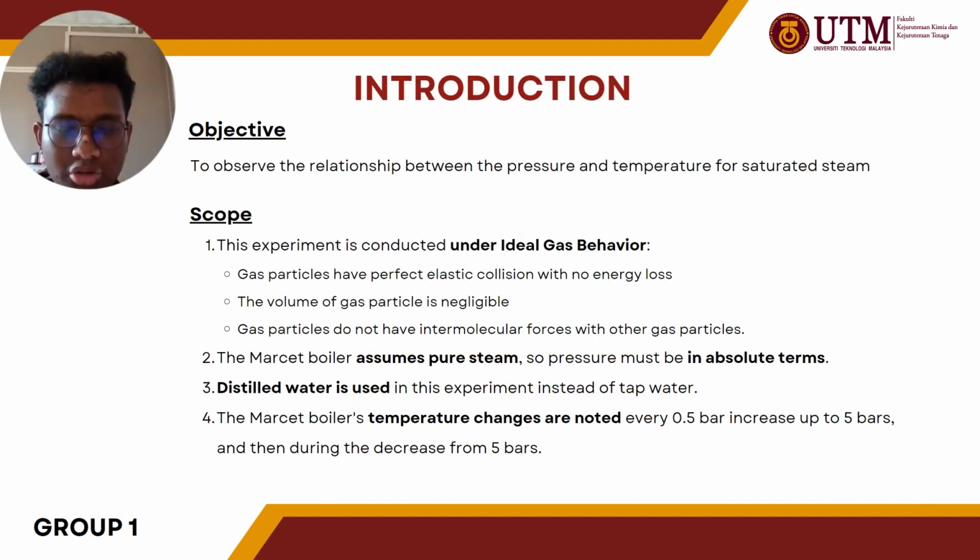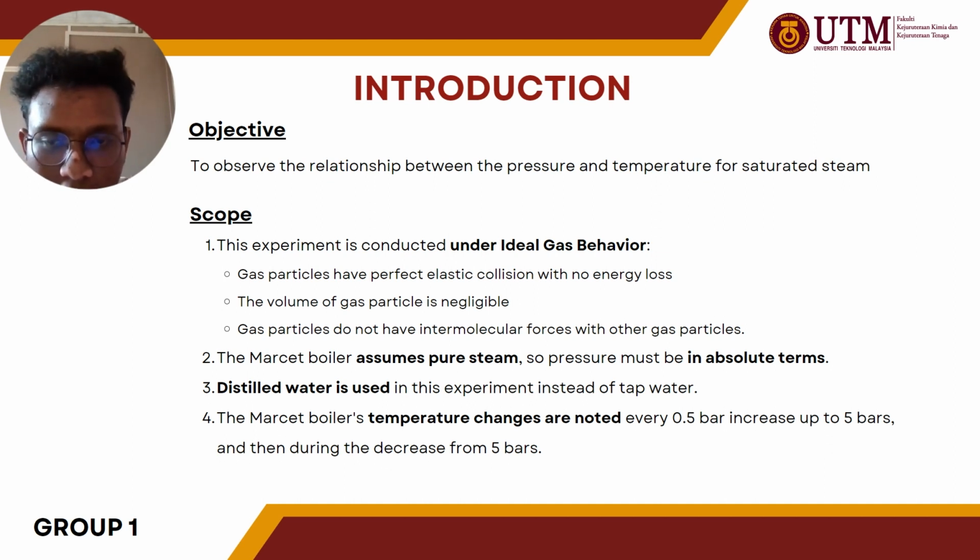The first part is introduction. In this part, I will focus on the objective and scope. The objective of this experiment is to observe the relationship between the pressure and temperature for saturated steam. The scope of this experiment: this experiment is conducted under ideal gas behavior, where gas particles have perfect elastic collisions with no energy loss. The volume of gas particles is negligible, and gas particles do not have intermolecular force with other gas particles.